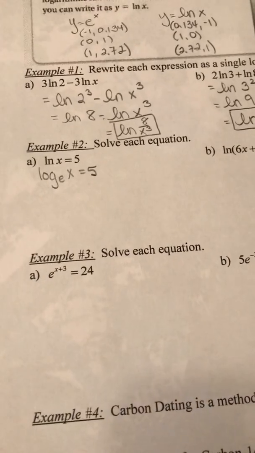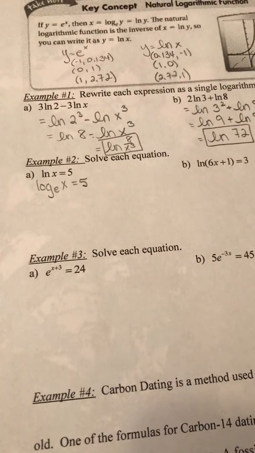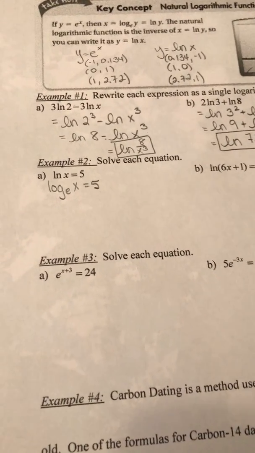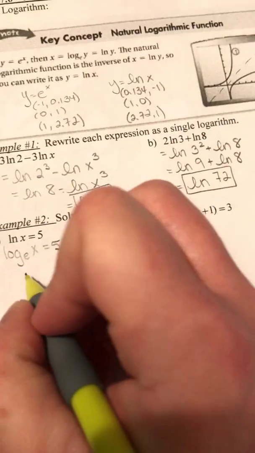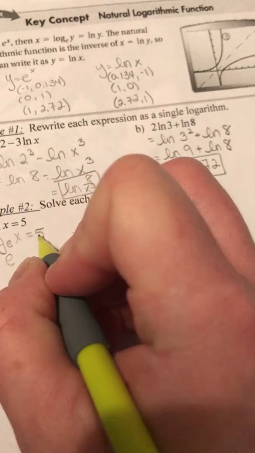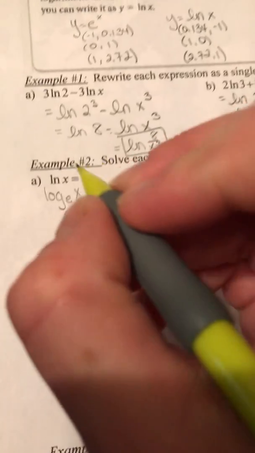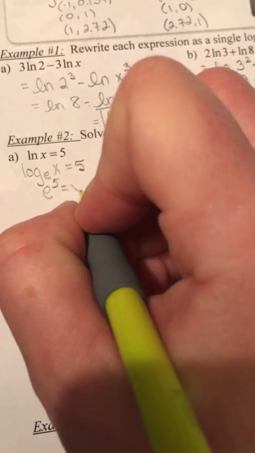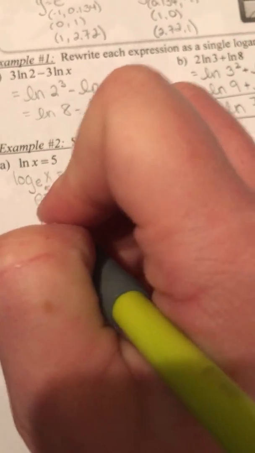Okay, and this is going to help because if I have a logarithm on one side of the equal sign and a number on the other, my only option is to rewrite it exponentially. So base, exponent, answer. So e to the 5th is going to equal x. And let's round to the hundredths.